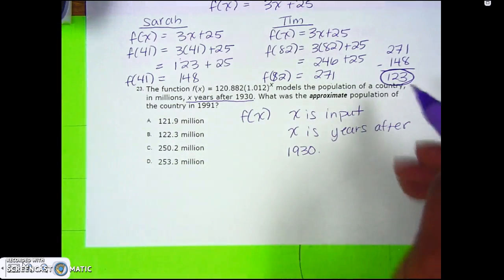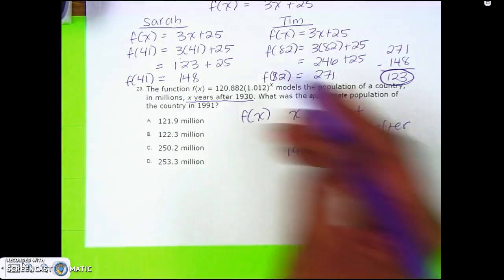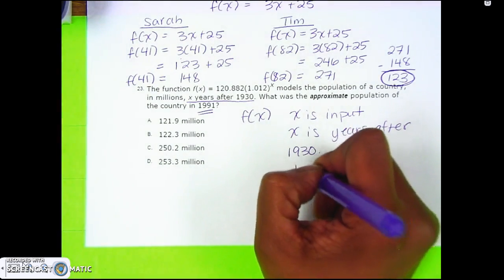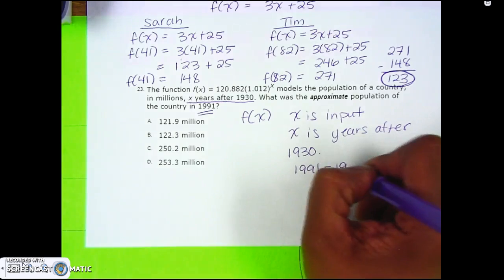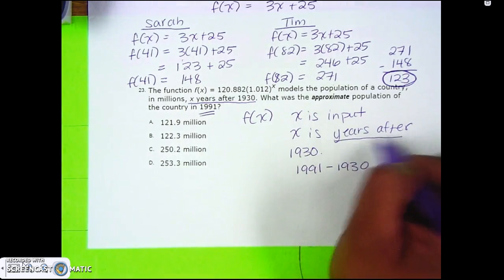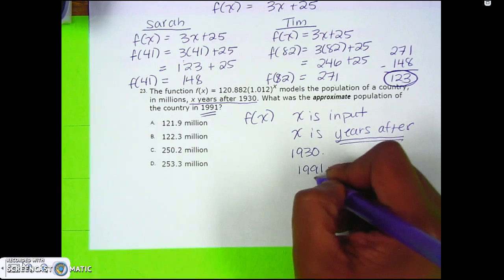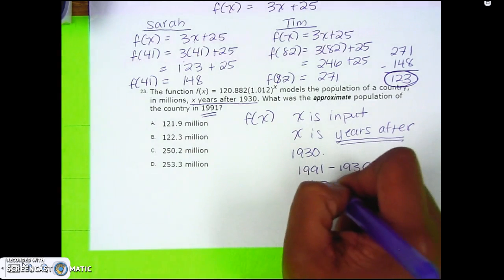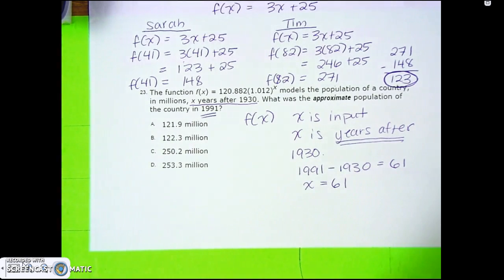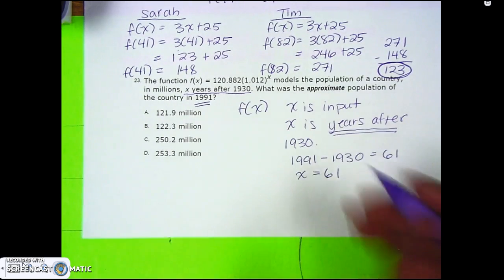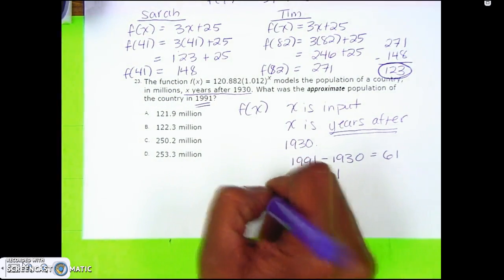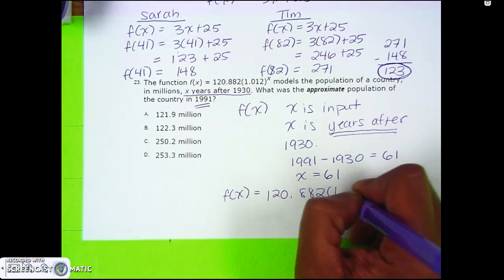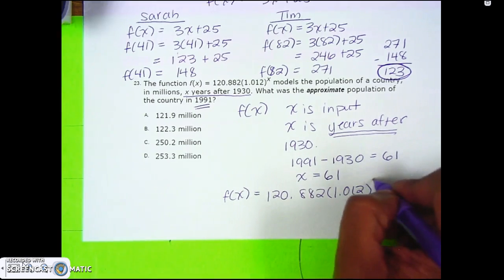And then for our question, it says what was the approximate population of the country in 1991. So we're going to have to take 1991 and subtract 1930 to figure out how many years after 1930 that is. So 1991 minus 1930 is 61. So our x should be equal to 61. Now our function is f of x equals 120.882 times 1.012 raised to the x power.